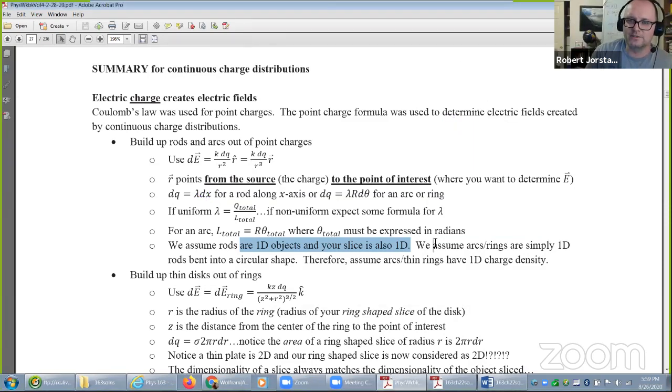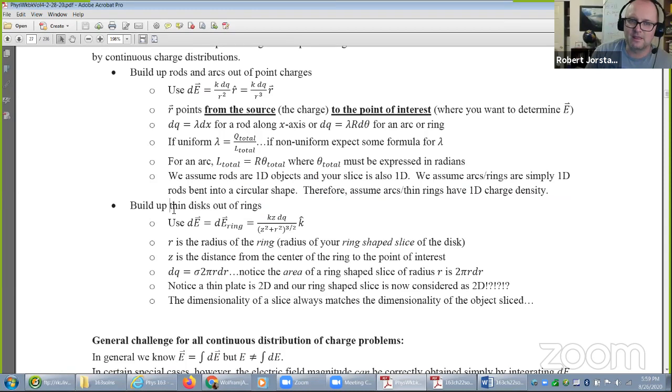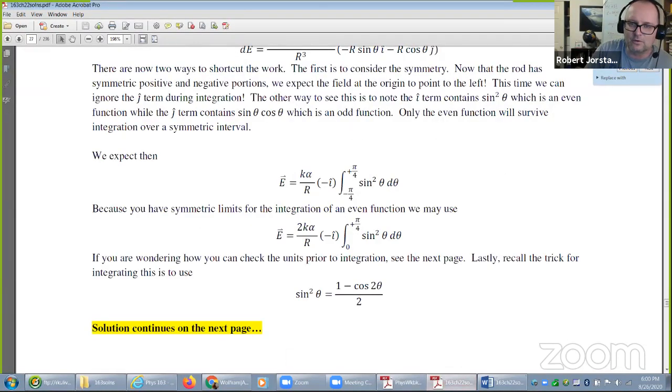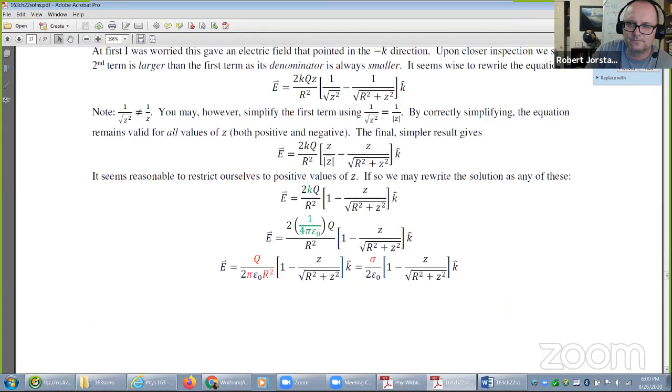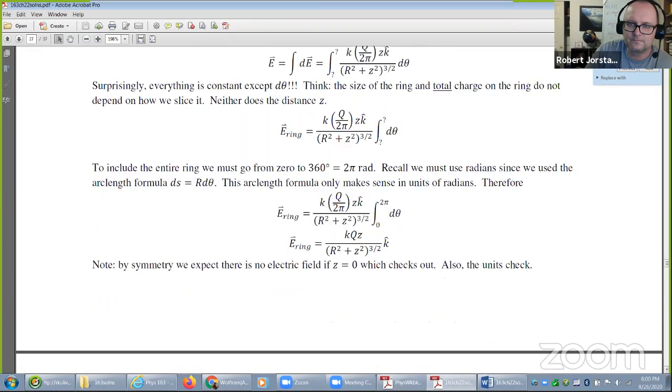Now, what are we going to go to next? We're going to build up thin discs out of rings. That's our next phase. You could use the ring formula. So instead of using point charges, you use rings. Now look carefully. We figured out the formula for a ring earlier. This looks slightly different. Okay, if I could, let me get that ring formula here. There it is.